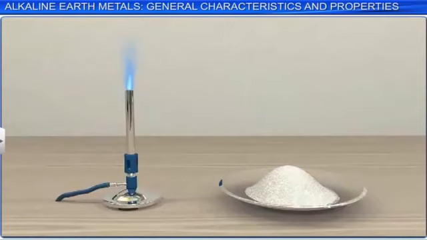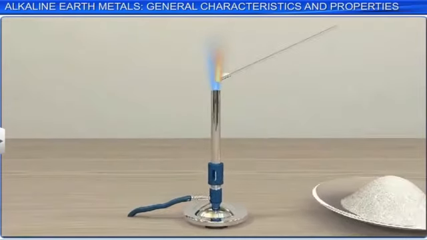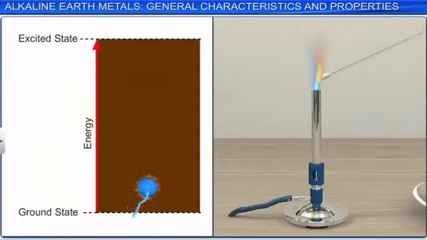By holding a sample of a metal salt in the flame and observing the change in the color. The heat of the flame excites the electrons to a higher energy level, and then the electrons emit light as they return to the ground state.